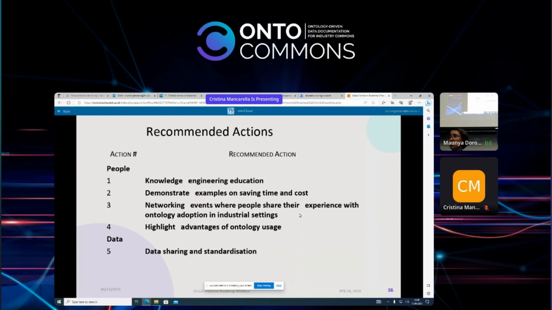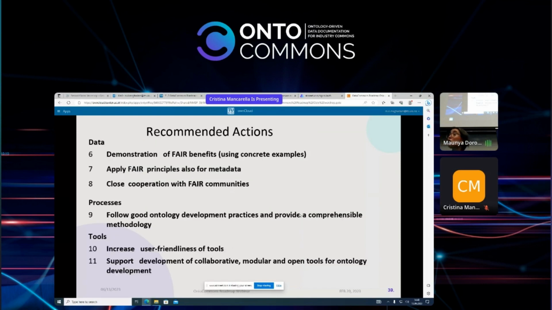So then on the data side, you should have some data sharing and standardization of ontologies, and still on the demonstration and best practices, demonstrate the FAIR benefits and how to apply the FAIR principles also for metadata, close cooperation with FAIR communities, and on the tool side, increase user friendliness and support collaborative development of ontologies. Thank you, Anna.